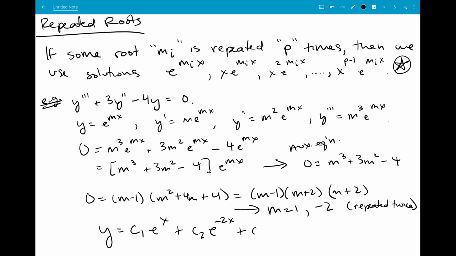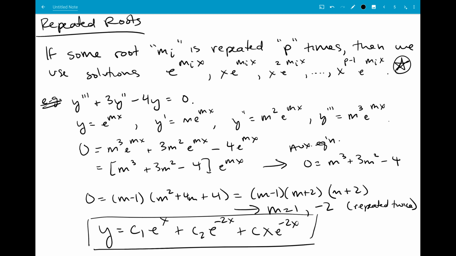And then I have to keep going until I have enough to fill up my solution. Or I have to keep going until I've used minus 2 times because it was repeated twice. Or I have to go until it is using x to the p minus 1 power for p equals 2, so x to the 1 power. So just c3 x e to the minus 2x. That's my general solution, and that is how you handle repeated roots. So in the next video, we'll do some more examples.